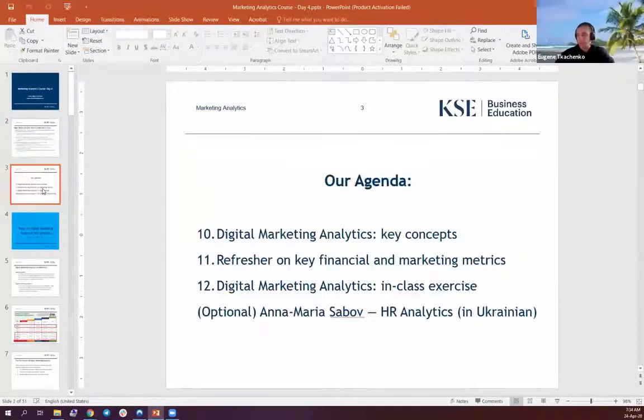So, our agenda for today. As I mentioned before, we will be primarily working with different calculations and a lot of hands-on practice. Our lectures number 10, 11, and 12 are all about metrics. In the first hour, we will be discussing digital marketing analytics, key concepts, why it's useful, and how to define and decide which metrics we should analyze, track, and measure in terms of digital marketing analytics. Of course, it's applicable to your day-to-day activities.